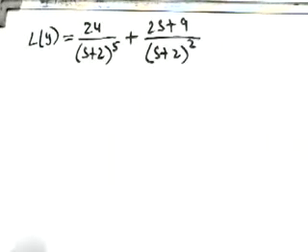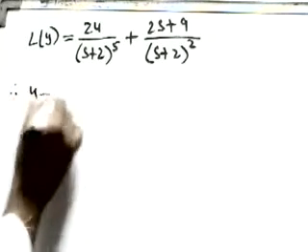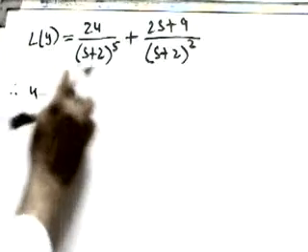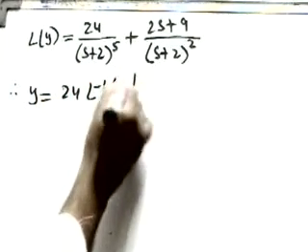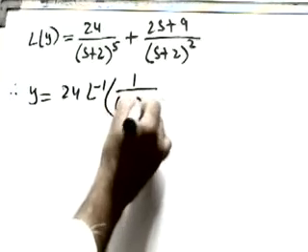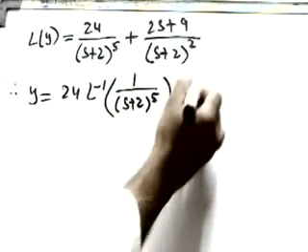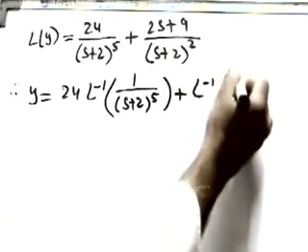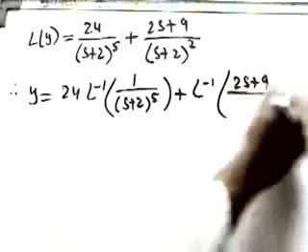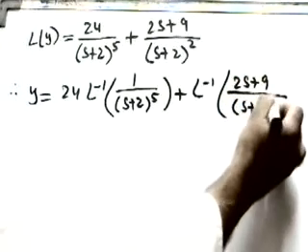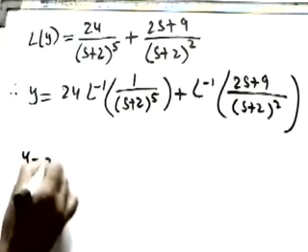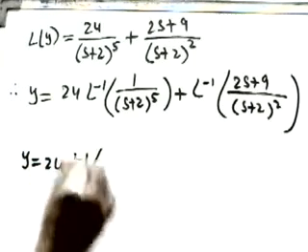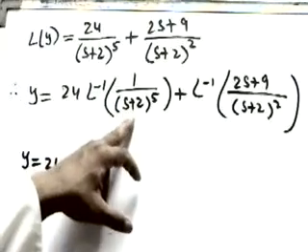Now see here, if we bring L to the other side, it becomes L inverse. Therefore y equals, applying the inverse, 24 into Laplace inverse of 1 by (s plus 2) whole power 5 plus Laplace inverse of (2s plus 9) divided by (s plus 2) whole square. Now let me solve y equals 24 into Laplace inverse of.